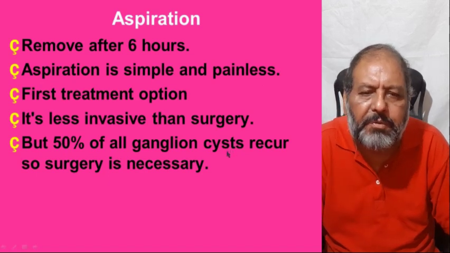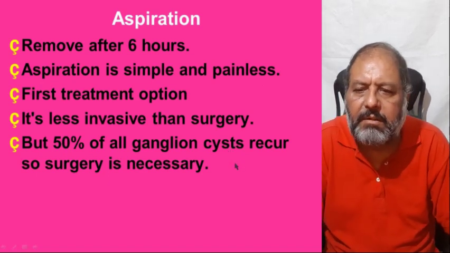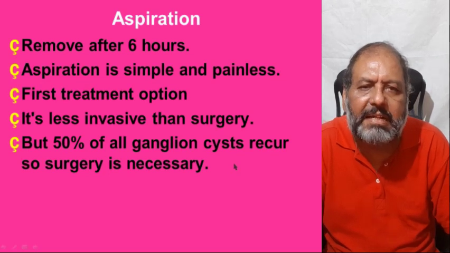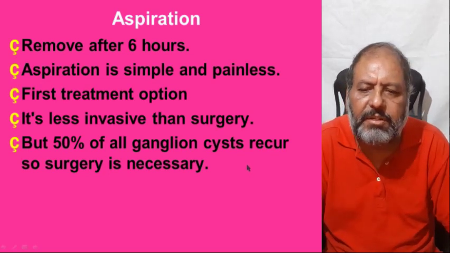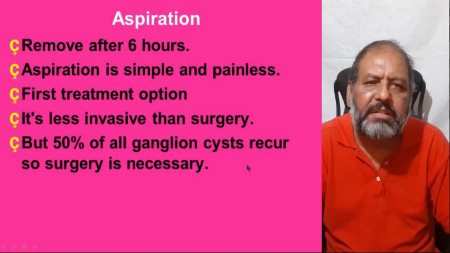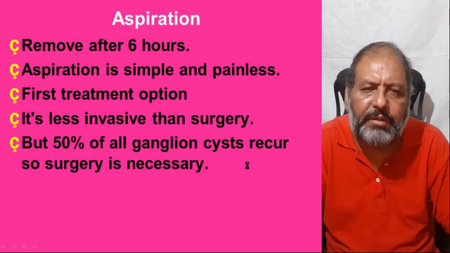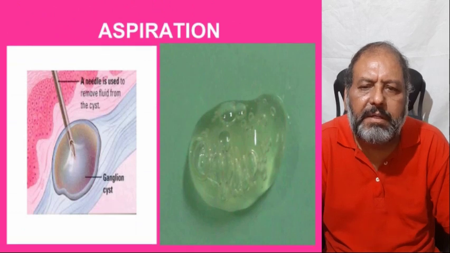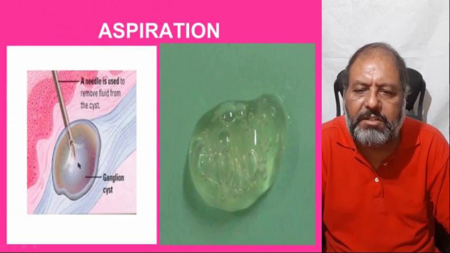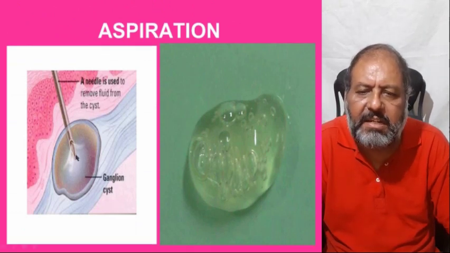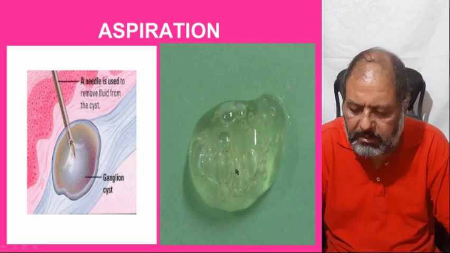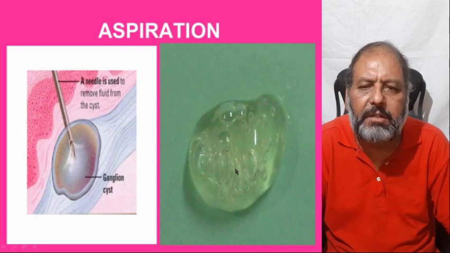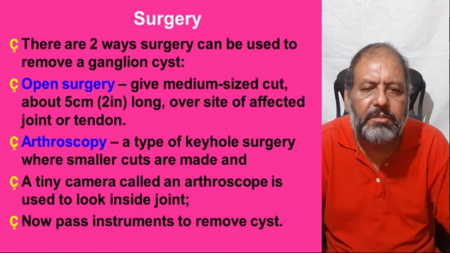The first treatment option is the aspiration. It's less invasive than surgery, but 50% of all ganglion cysts recur, so surgery is necessary in those cases where the recurrence is there. Here one can see the aspiration through the needle, and a jelly-like fluid is coming out. Here is that jelly-like fluid that has been aspirated from this ganglion cyst.